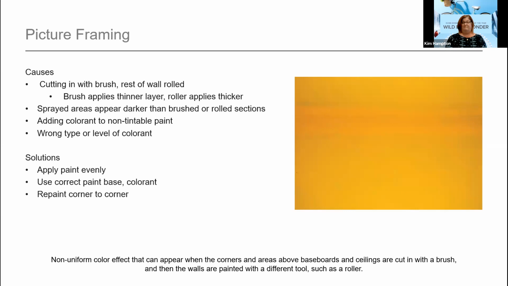Picture framing is caused by cutting in with a brush while the rest of the wall is rolled. This leads to different film thicknesses. Sprayed areas can appear darker than areas applied with a brush or a roller. Adding colorant to non-tintable paint or using the wrong colorant level or type of colorant can also be the cause of picture framing. Some solutions are to make sure that you apply the paint evenly, using the correct paint base and colorant combinations, and repainting corner to corner.